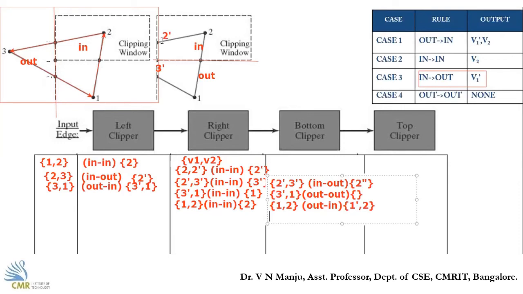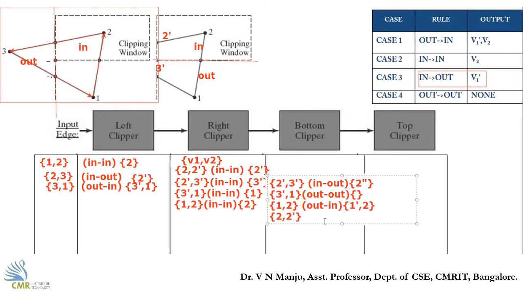So we started from 2 dash to 3 dash, 3 dash to 1, then 1 to 2. So now from 2 to 2 dash. Okay. So now what is the output? It is 2 to 2 dash is what?